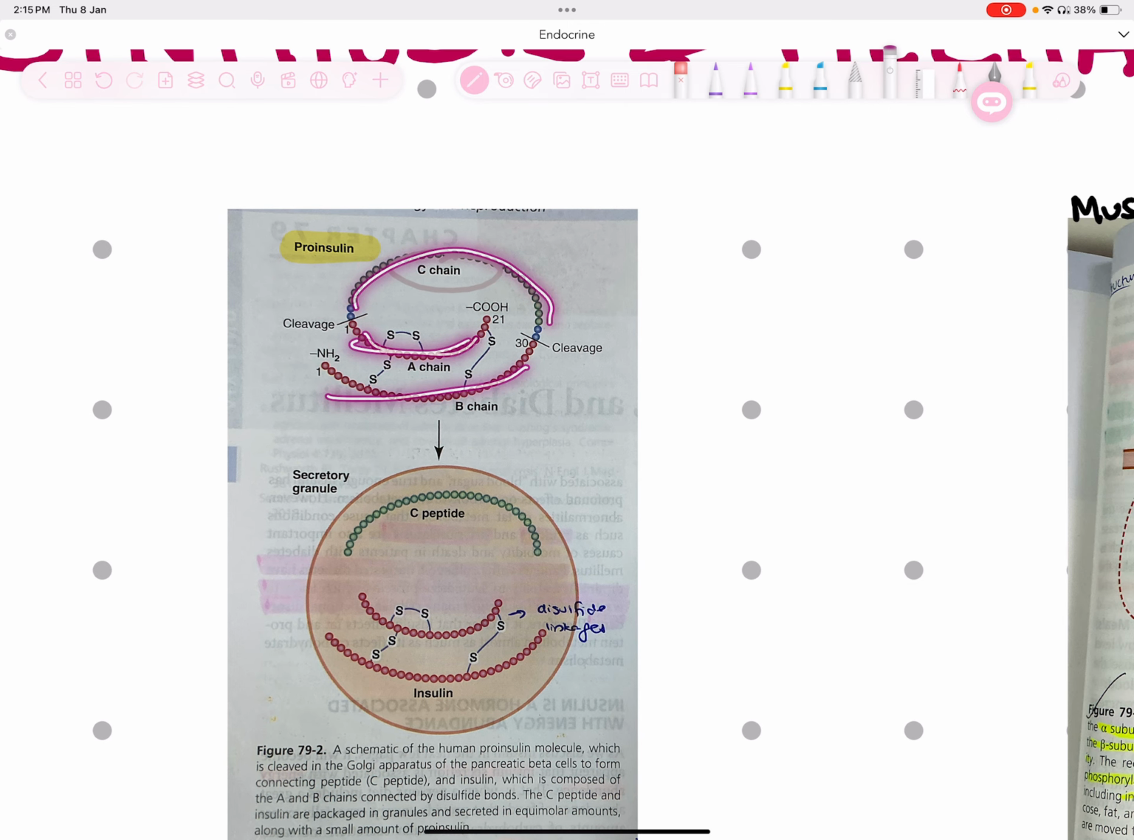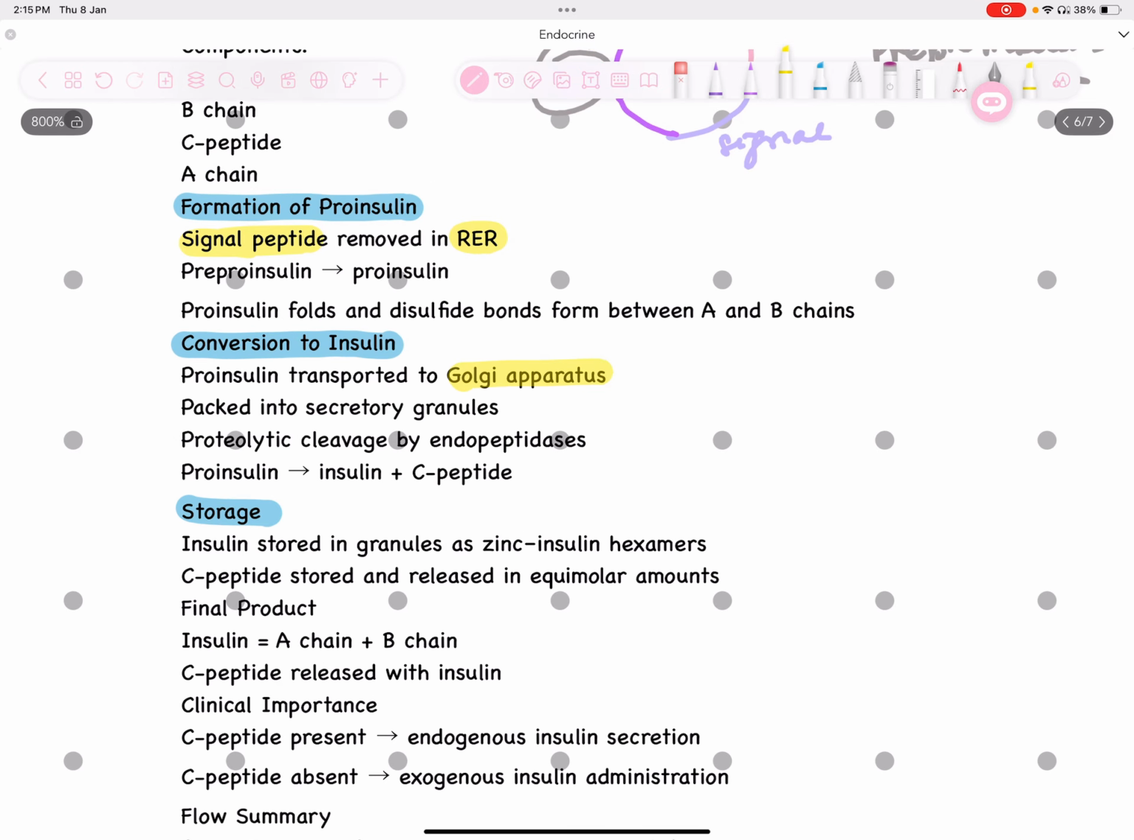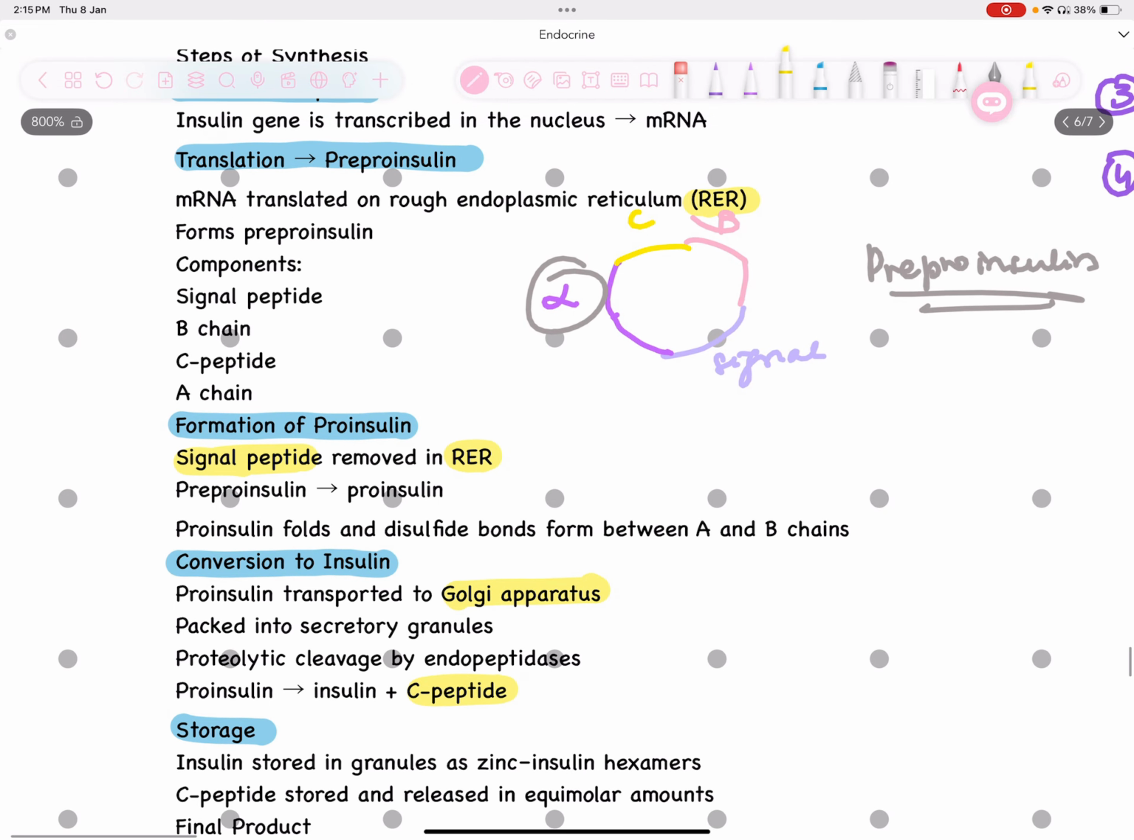Then what happens? This proinsulin gets converted to insulin. Where does this happen? This takes place in Golgi apparatus, and in this, what happens is that the C peptide is removed. So initially, to form proinsulin from pre-proinsulin, we had to remove the signal peptide, and then to form insulin finally from the proinsulin, we had to remove the C peptide chain, and we finally got the C peptide. I hope you're understanding what I'm saying.